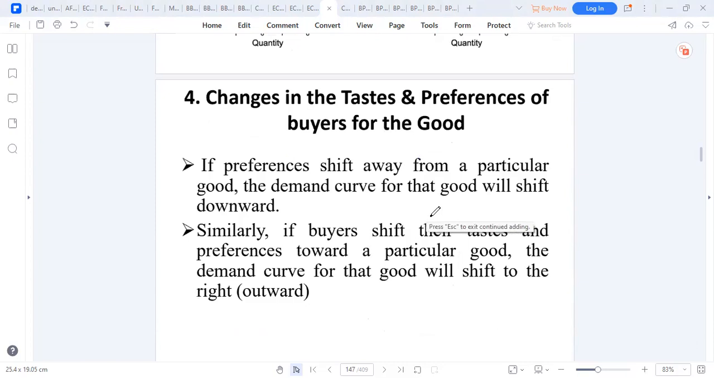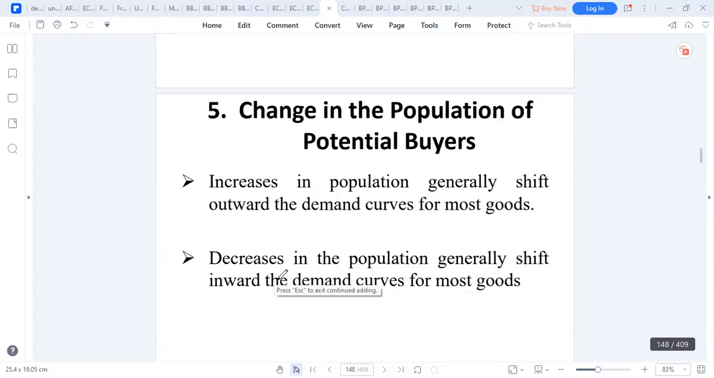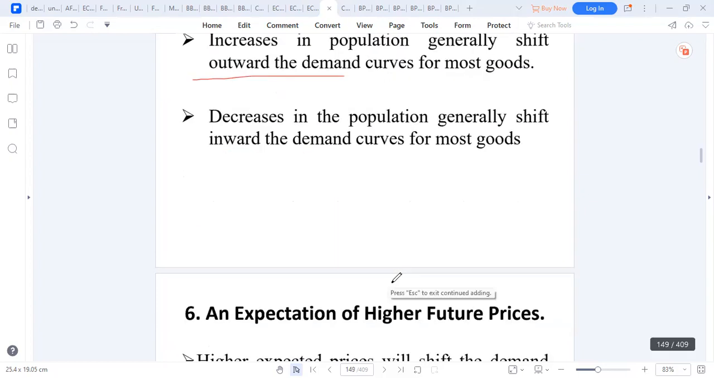Regarding tastes and preferences, we must understand that if preferences shift away from a particular good, the demand will shift downwards. Similarly, if buyers shift their tastes and preferences towards a particular good, the demand will shift to the right. Population also matters: an increase in population will generally cause an outward increase in demand, whereas a decrease will cause an inward shrink to the left.